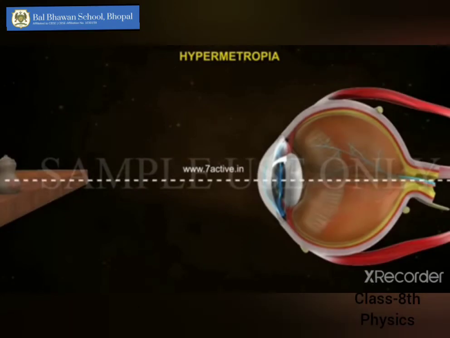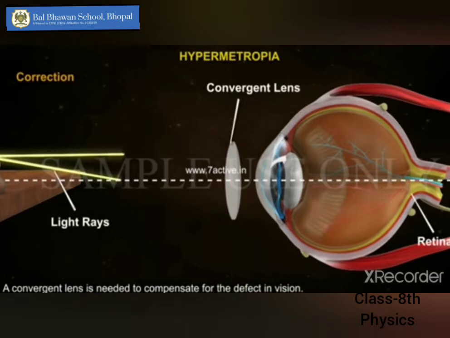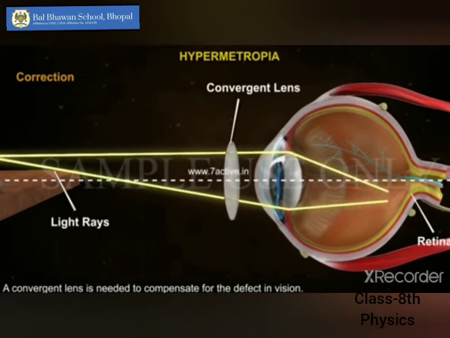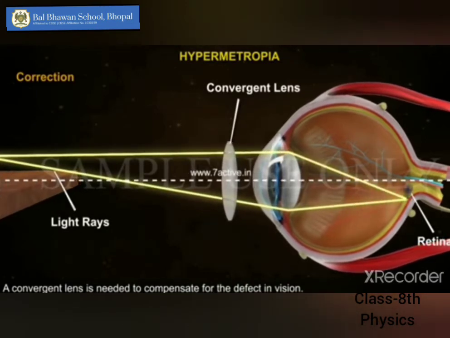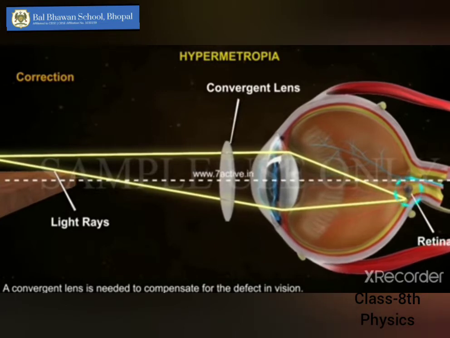So for this correction, we use a convex lens. When we use a convex lens, the rays can easily meet at a point somewhere on the retina and the image can be easily obtained.